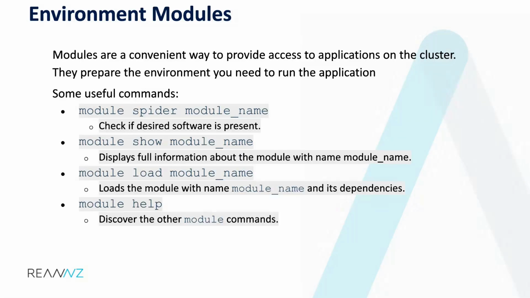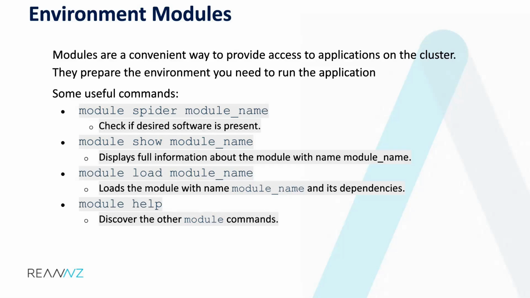A few useful commands with regard to software are the module commands. Modules are a convenient way to provide access to different applications on the HPC, since it's not feasible or even possible to have every version of every software available simultaneously. Instead, specific software versions are contained within modules that are individually loaded as needed. To find the available modules, you can use the module spider command, as shown here. So module spider and then the module name.